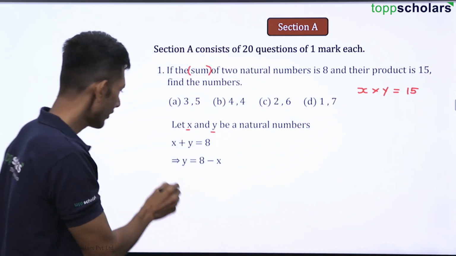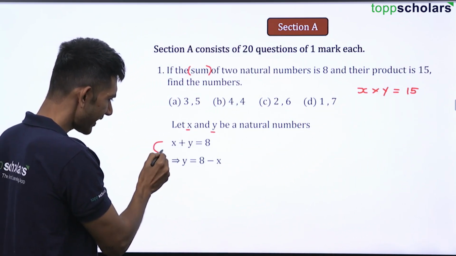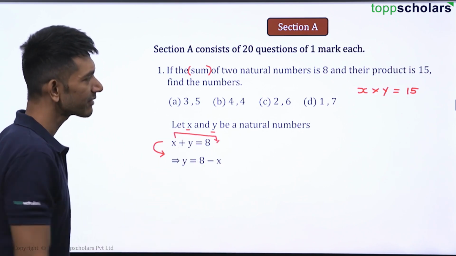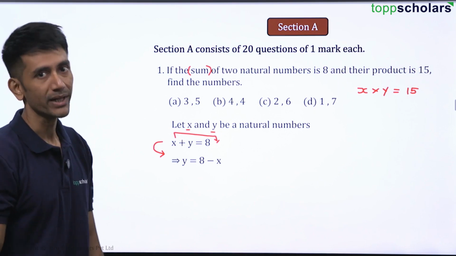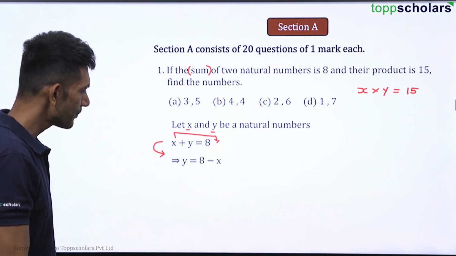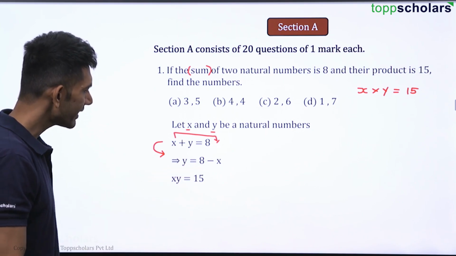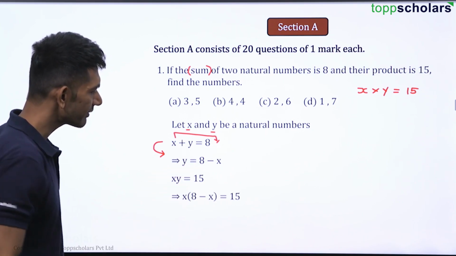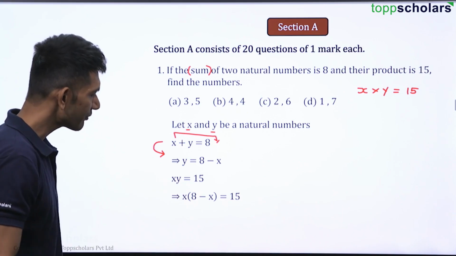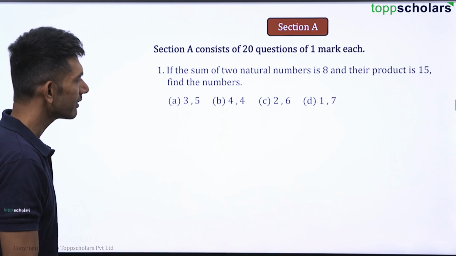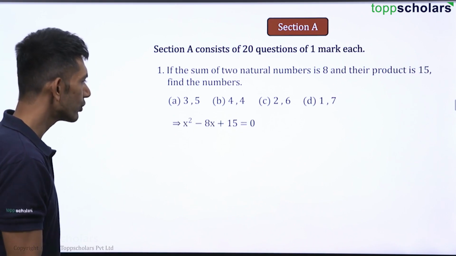But understand, from here x plus y is 8. So can I say y will be 8 minus x? So instead of y, you can put 8 minus x. So what will happen? x into y is 15 is already given. Put y as 8 minus x. So x into (8 minus x) is 15. So you get 8x minus x square is equal to 15. And then x square minus 8x plus 15 is equal to 0.